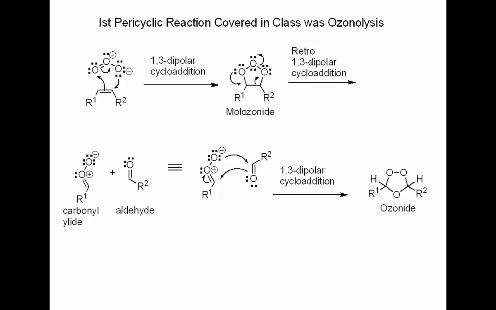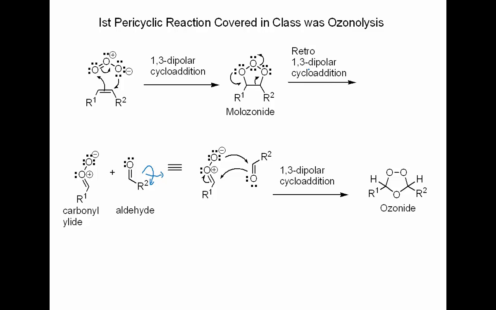Okay, we can now do a retro version of this reaction, but in a slightly different way. This is the retro 1,3 dipolar cycloaddition. It gives us an aldehyde and a carbonyl ylide. We're just now going to turn the aldehyde upside down along this axis and do the 1,3 dipolar addition the opposite way. And this is how we get the ozonide. Okay, so this is the step here that breaks what was originally the carbon-carbon double bond. This converts it to a single bond, and this retro 1,3 dipolar cycloaddition is what actually breaks it.